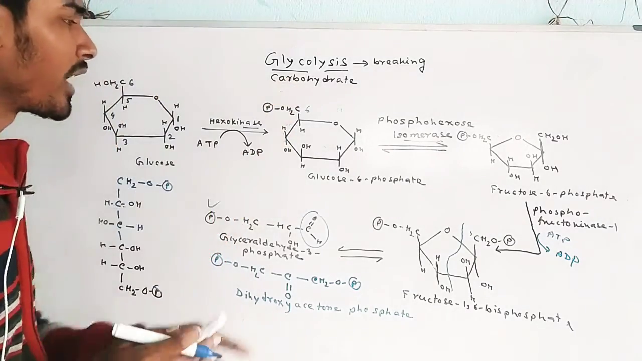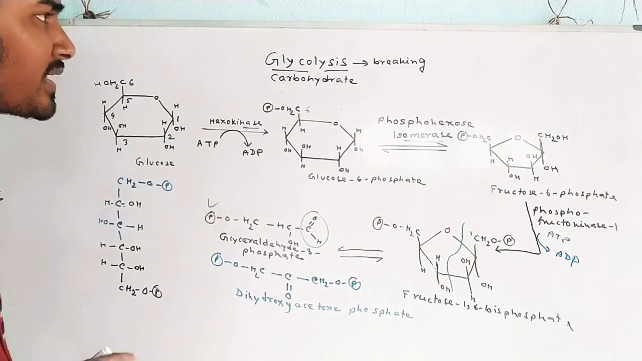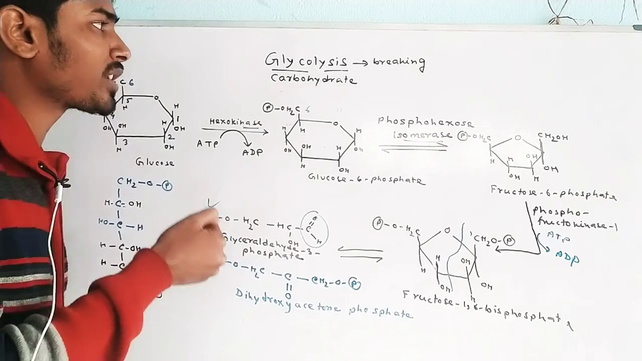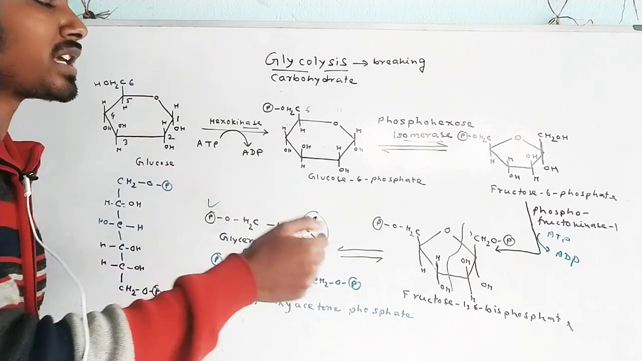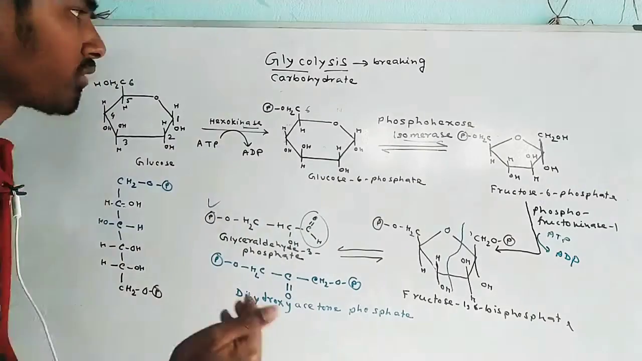Glyco means carbohydrate and lysis means breaking. So it is basically the process of breaking down carbohydrate molecules, deriving ATP and NADH. Okay, so it is a catabolic reaction.